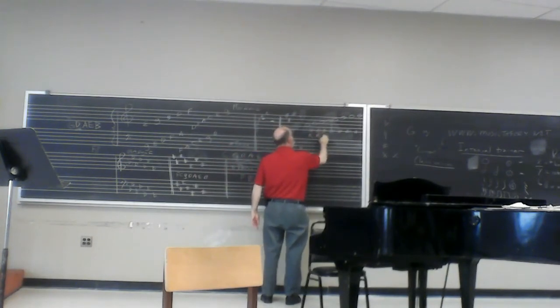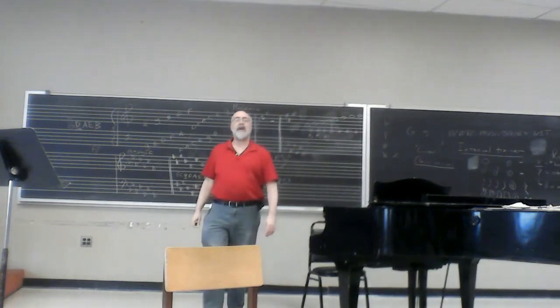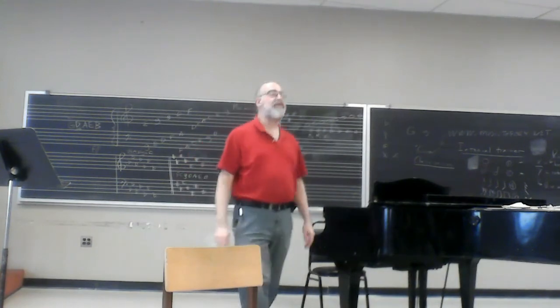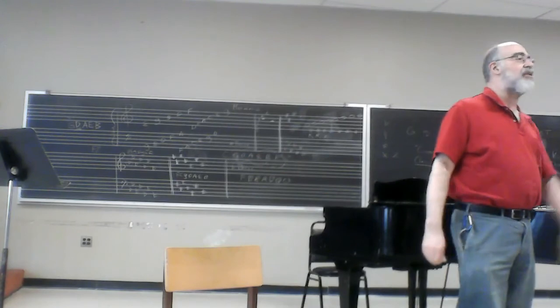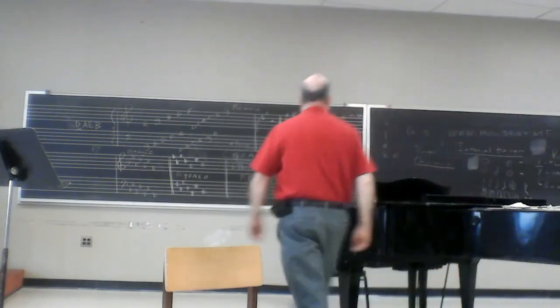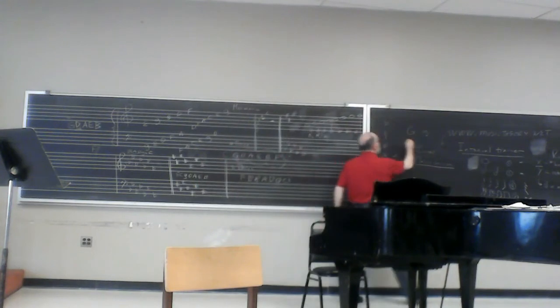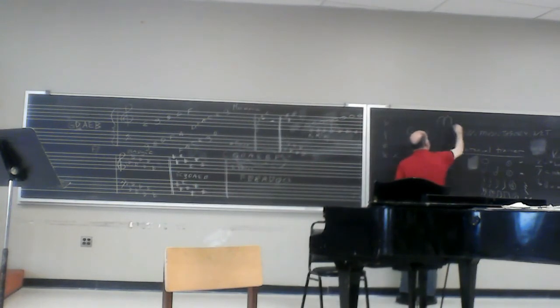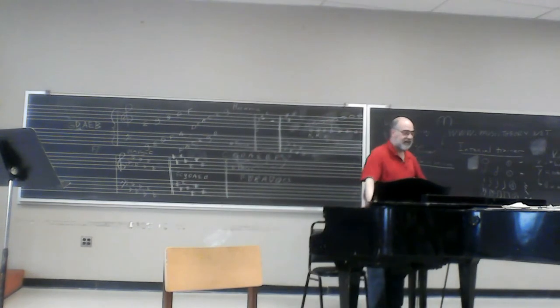Now, again to review, every interval has two defining features: the numerical value and the quality. The numerical value is simply prime or unison, second, third, fourth, fifth, sixth, seventh, octave. Why is it called octave and not eighth?